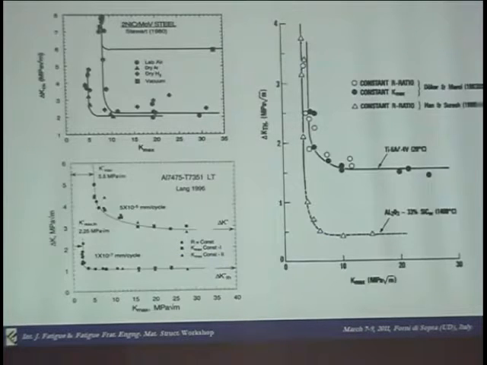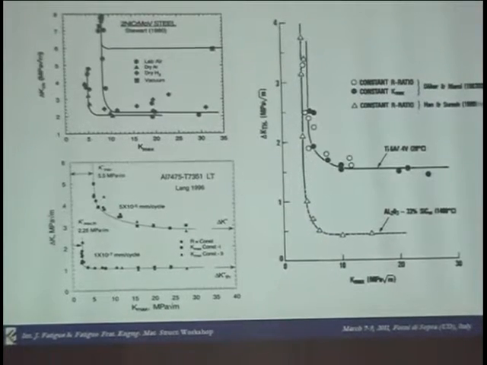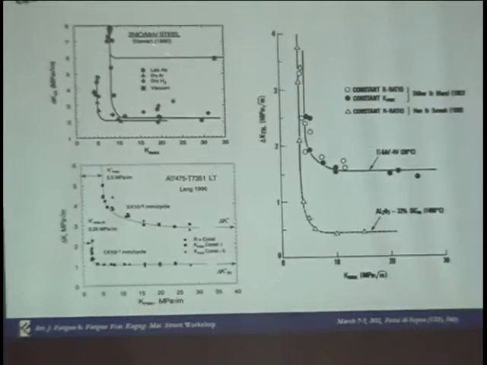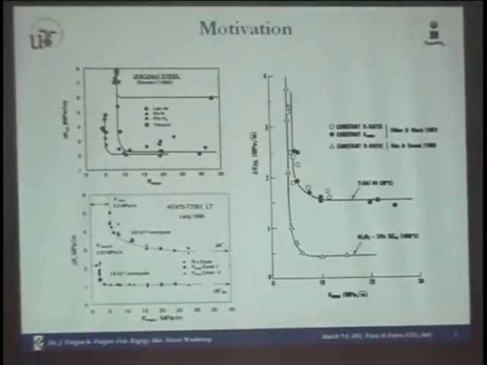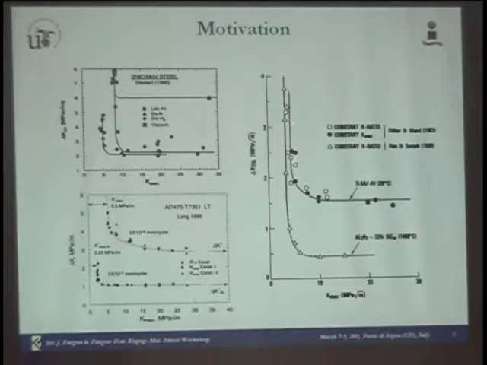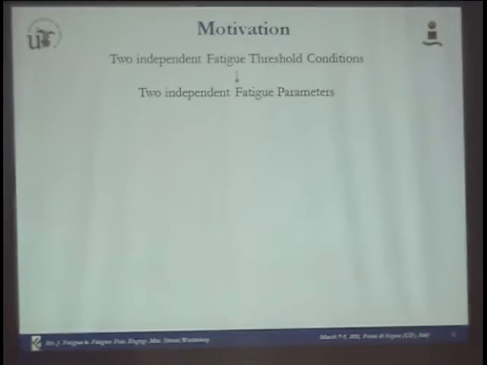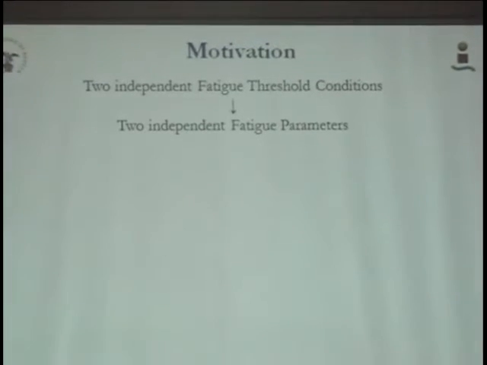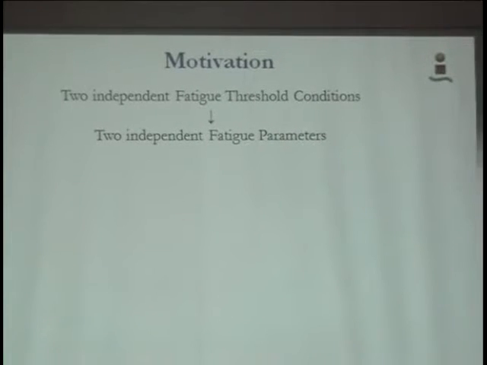We can also observe this behavior in other engineering alloys such as steels, aluminum alloys, and titanium alloys, and the trend is almost similar. We can distinguish clearly two independent thresholds in the long crack regime. Then, if there are two independent fatigue threshold conditions, this means that at least we need two independent fatigue parameters to represent the long crack propagation.